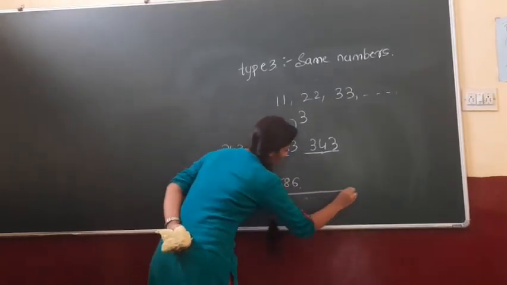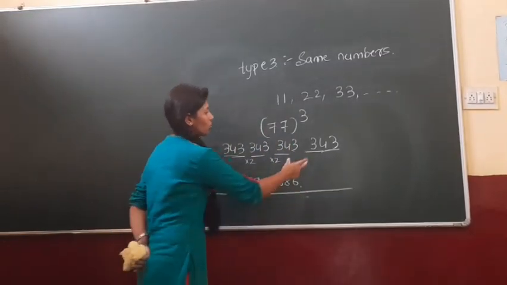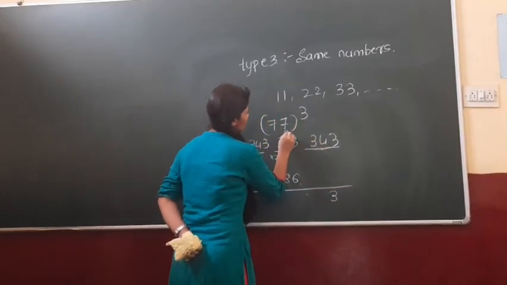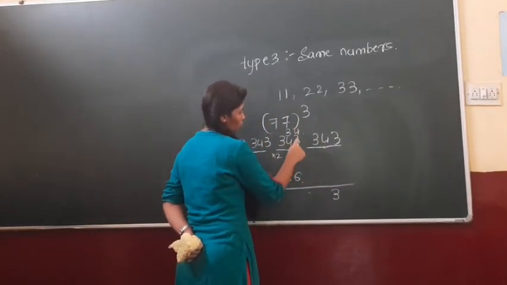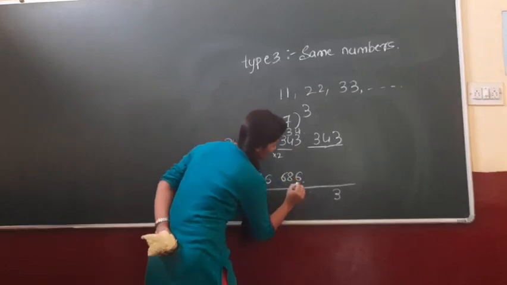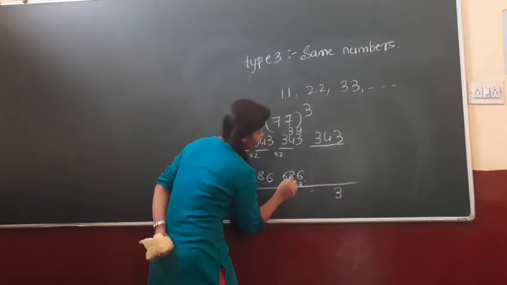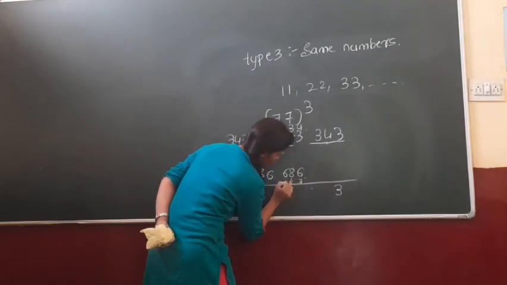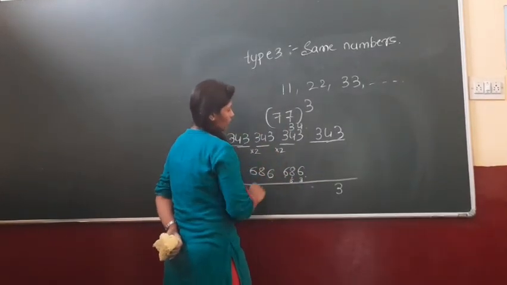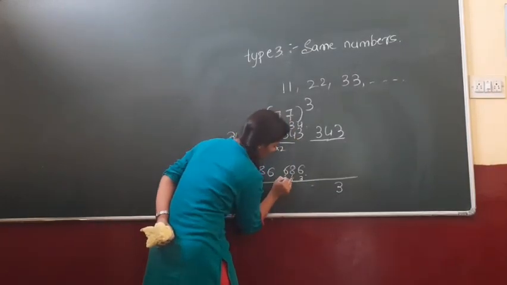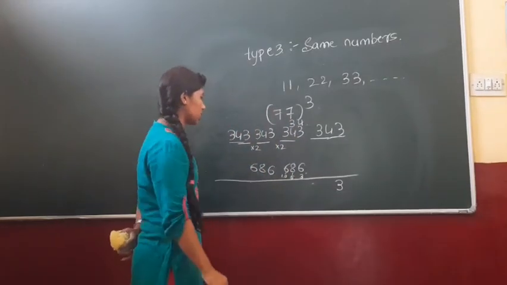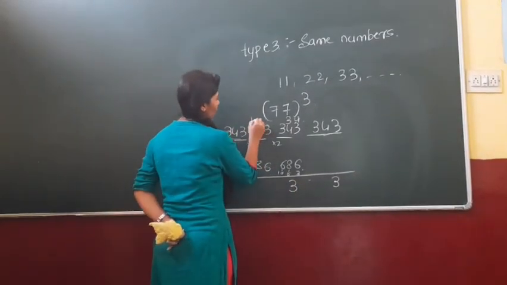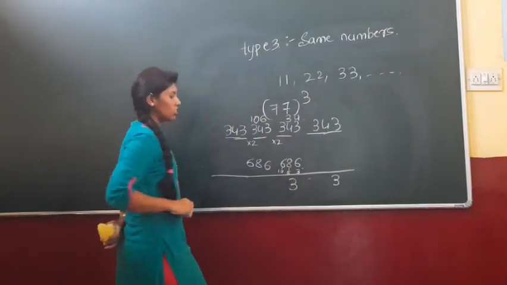Now I need to add it. So what I have to take? Only 3 I need to take it down. 34 will be shifted this side. So what it becomes? 4 3 7. 7 plus 6 is 13. 1 plus 8 is 9. 9 plus 4 is 13. 13 plus 3 is 16. 1 plus 6 is 7. 7 plus 3 is 10. So it becomes 1063. I need to write only 3 here and I need to add 106 on this side.